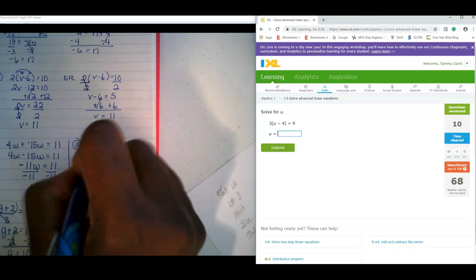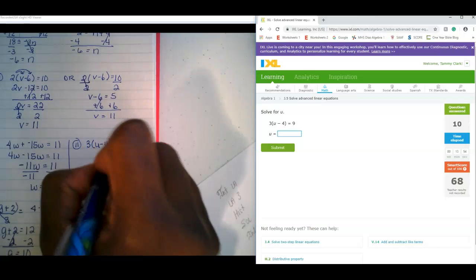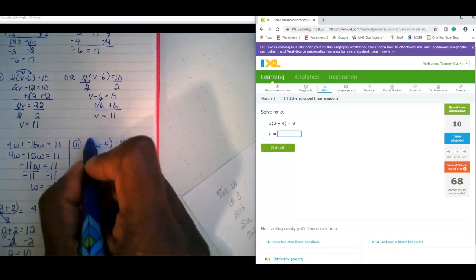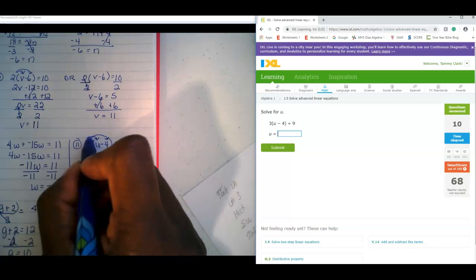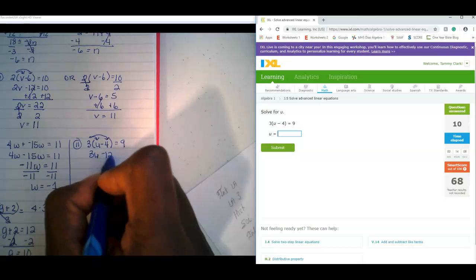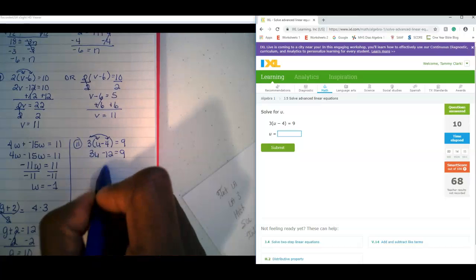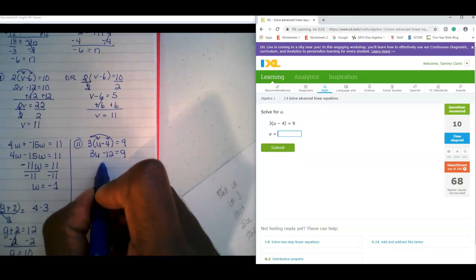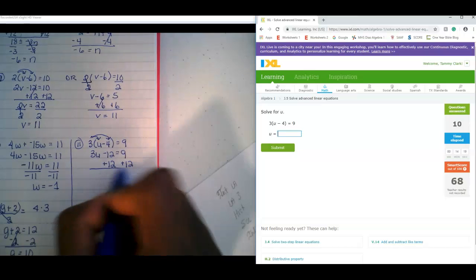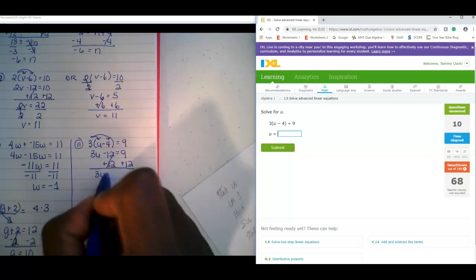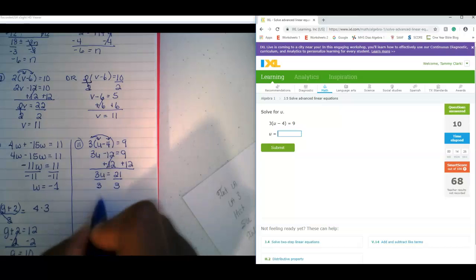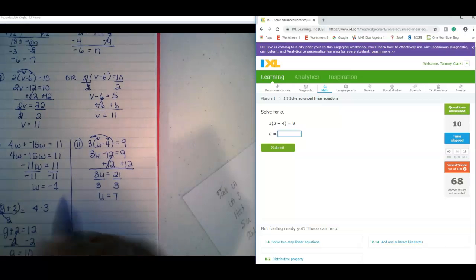Number 11 is 3(u minus 4) equals 9. And on this one, you could distribute. So 3 times u is 3u. 3 times negative 4 is negative 12 equals 9. I'm going to create my additive inverse pair by using the opposite or inverse operation. So I have 3u is equal to 21. We're going to divide by 3 on both sides of the equation. Therefore, u would be equal to 7.